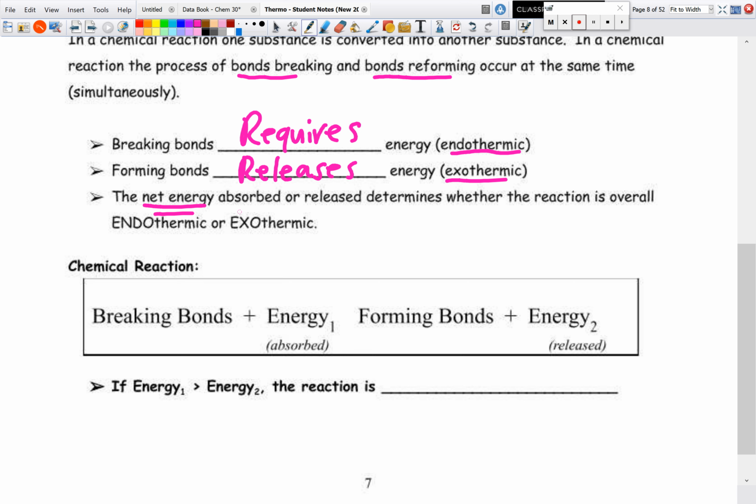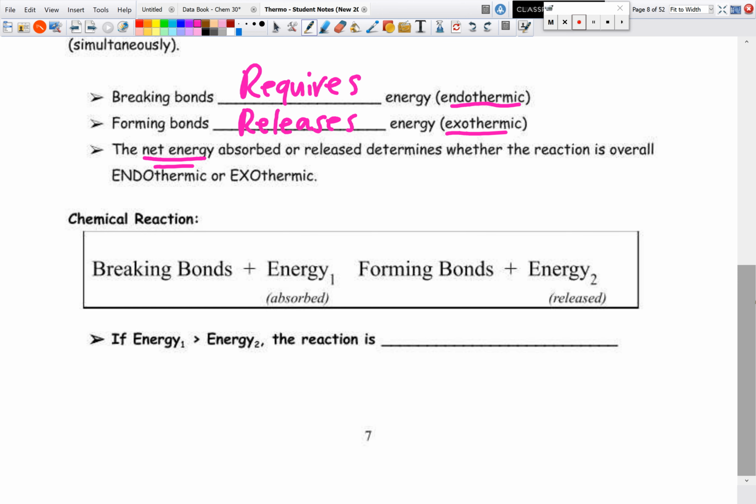All right? So for example, this is every chemical reaction. Breaking bonds needs energy. Then the arrow for some reason didn't make it in here. New bonds forming, and it releases energy. So if energy 1, so this one, if the energy absorbed is greater than the energy released, the overall reaction is going to be endothermic.